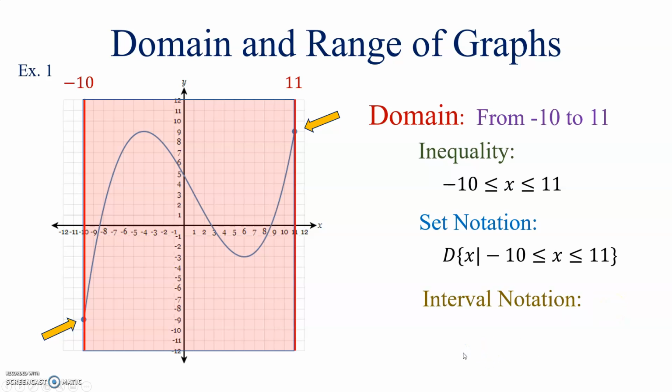We'll also look at it in interval notation. In interval notation, again, we're going from -10 to 11, and we're including that, so that's why we're using brackets. So there's our domain, and again, we wrote it in three different formats.